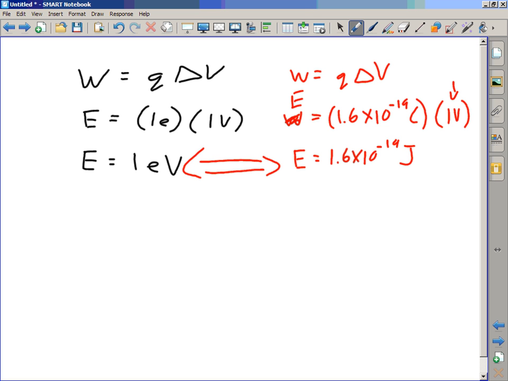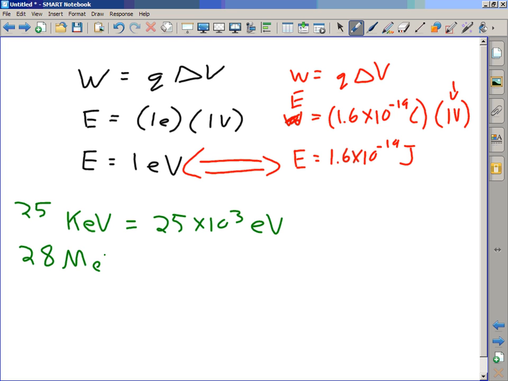Now, a few thoughts for you. I have 25 keV, 25 kilo electron volts. Kilo means what? Times 10 to the third. 25 times 10 to the third electron volts. And that's a measurement of energy, right? If I have 28 MeV, what's that capital M in front stand for? Mega, and mega is what? 10 to the 6. Good, so this would be 28 times 10 to the 6 eV.